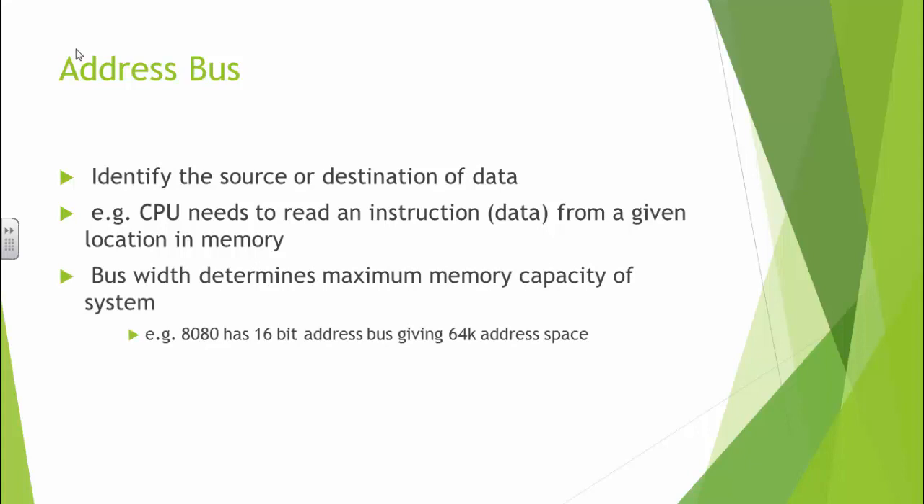So the bus width here is a different thing. It doesn't determine how much data can be carried. The width of the address bus determines how many spaces can be addressed. For example, an old 8080 configuration had a 16-bit address bus, meaning you could have 64 kilobytes of space that could be uniquely addressed. So this width defines how much memory is available.